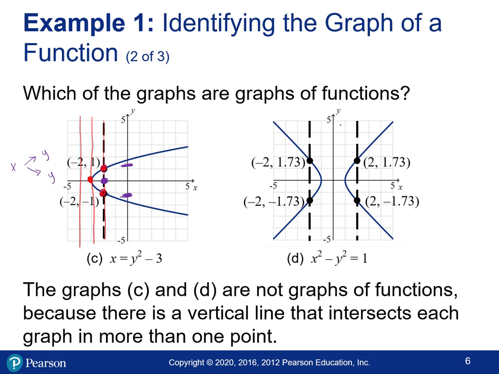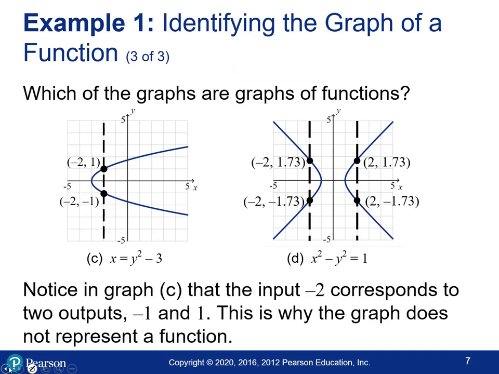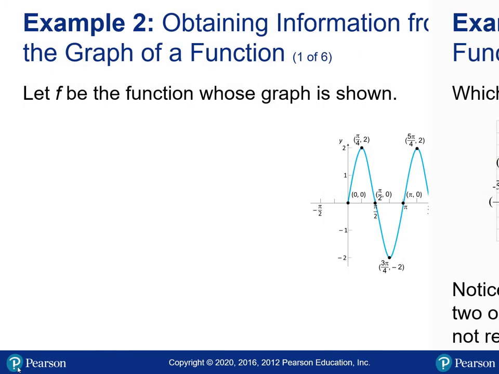Very similarly with this next example, we can draw vertical lines, and we'll find pretty quickly that we're going to intersect our graph more than once, and so that's also not the graph of a function. These are equations, yes, but they're not functions by the definition of a function. Just a note here of exactly what we were talking about: for this particular x value of -2, we have two different y values, 1 and -1. So that's an example of why that one's not a function.